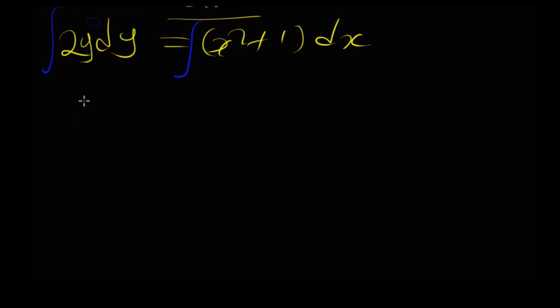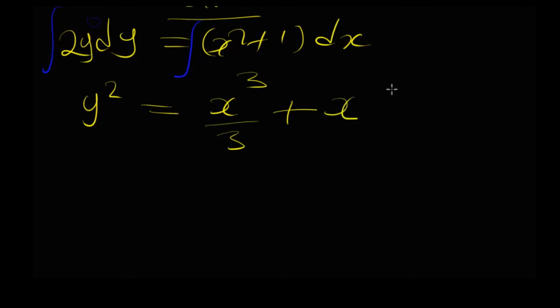Yeah. So it will just be y squared is equal to, and inside the bracket you add 1 to the power, it will be x to the 3, right? Divided by 3. X to the 3, yeah. So it will be x cubed divided by 3. Plus, here it's a constant, 1, so it will be x. Yeah. And then plus C1.